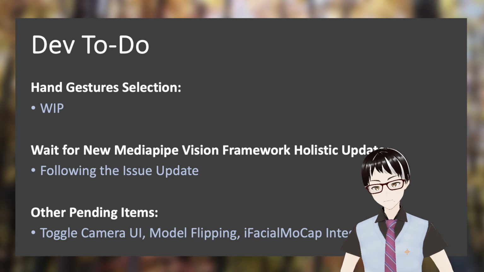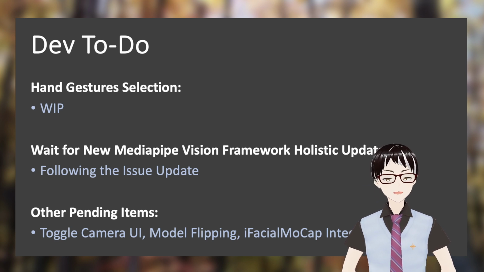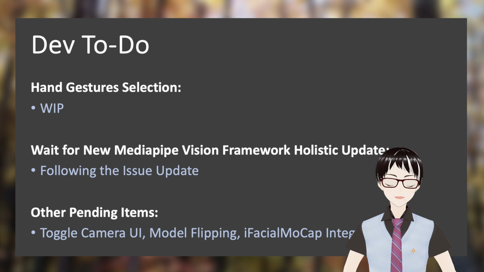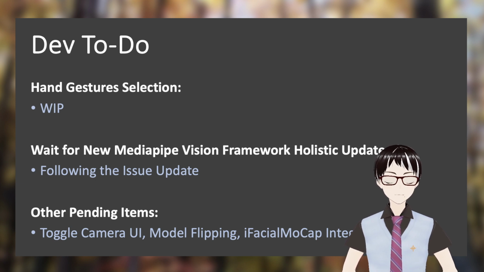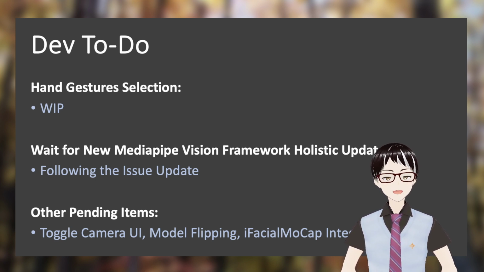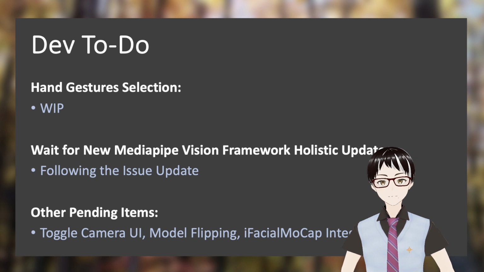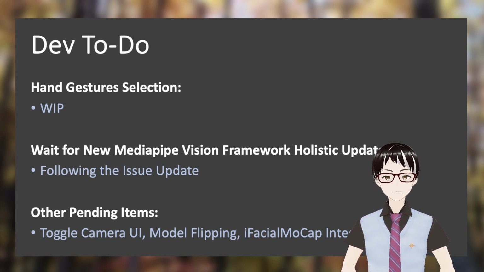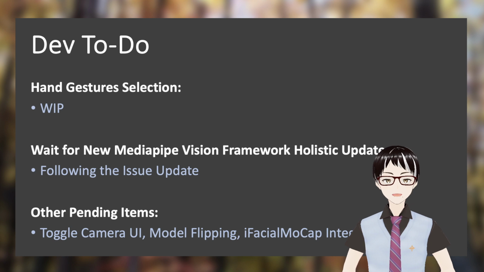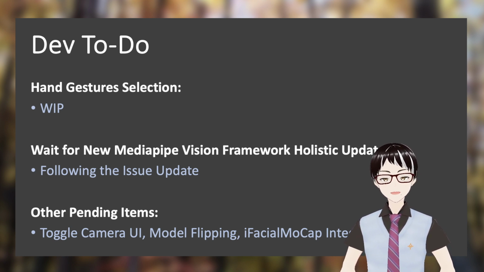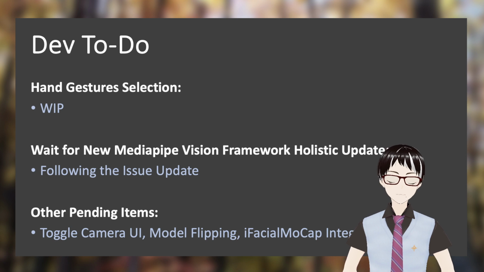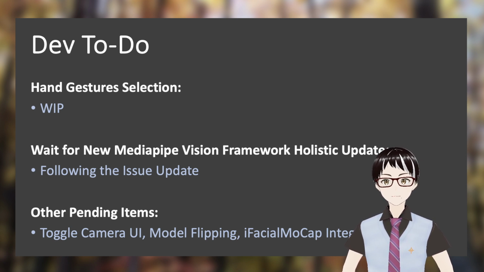There are some other items that are pending, so we will start working on these, like toggle camera UI, model flipping, and also the eye and facial mocap integration. After this hand gesture and after the MediaPipe vision framework holistic model update is done, only then will we be able to work on some other items.